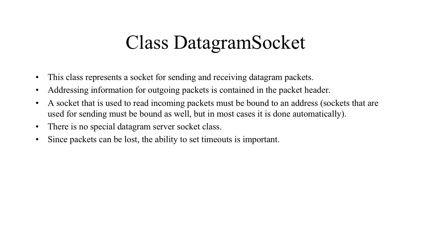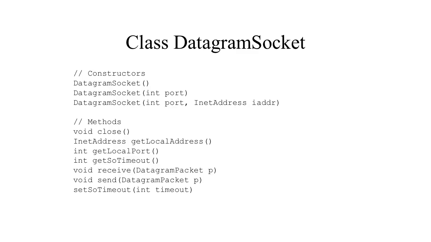There is no special datagram server socket class. Since packets can be lost, the ability to set timeouts is important. So if packets come in very late, we may just discard them. So here comes the datagram socket API, and it gives us a port and an internet address.